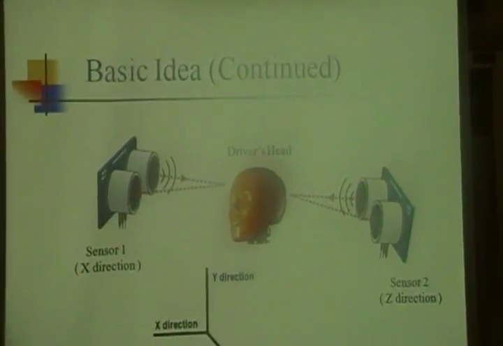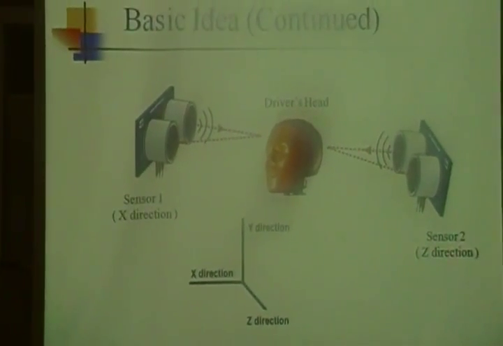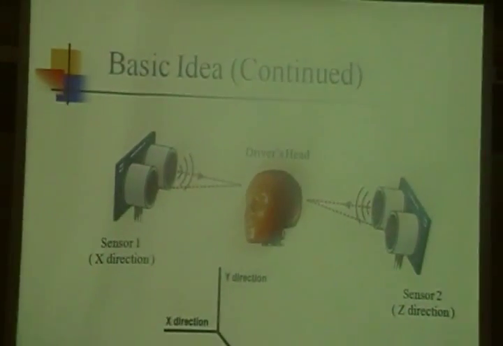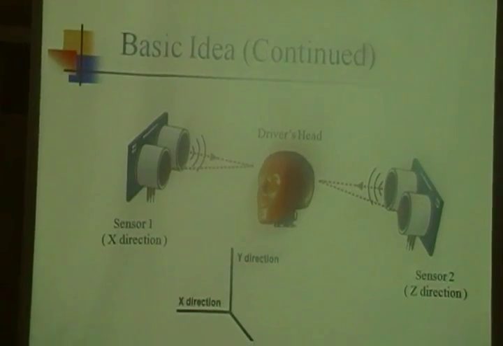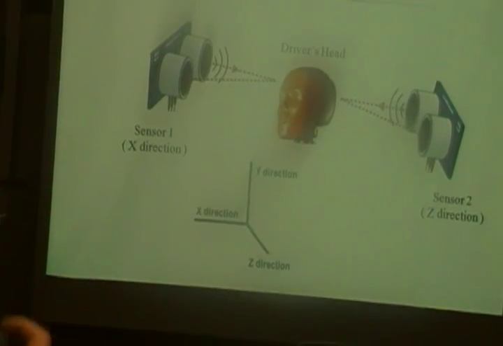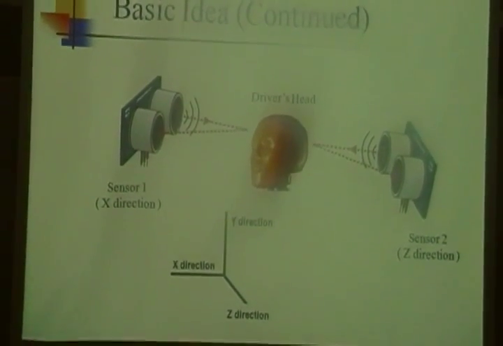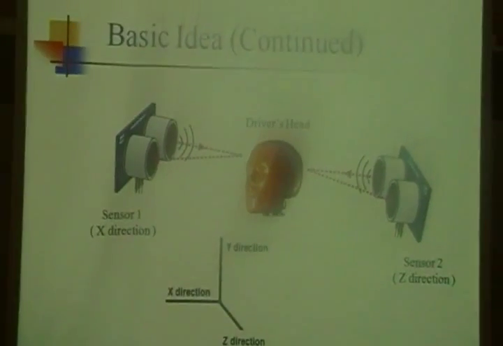We had to use 2 ultrasonic sensors, one positioned in the X direction and one in the Z direction with respect to the driver's head. It measures the distance between the sensor and the driver. The first one measures the distance between the sensor and the driver's forehead. And the second one measures the distance between the sensor and the left side of the driver's head. We had to position the sensors this way so they detect and track any head movement in the forward direction, sideways, or even diagonal.